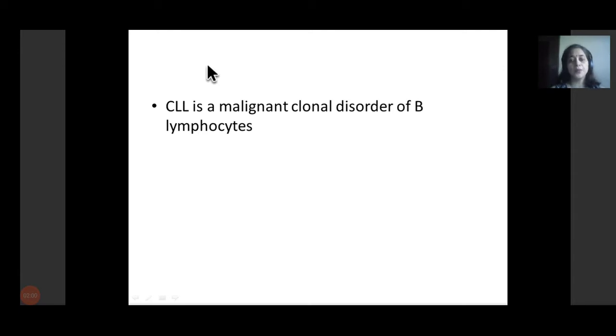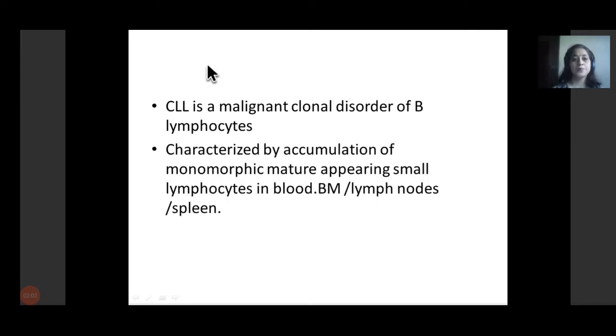That means it's a clonal disorder and it is neoplastic, which is characterized by accumulation of monomorphic, mature-appearing small lymphocytes in blood and bone marrow. When they are deposited in the lymph nodes and in the spleen, we call it small lymphocytic lymphoma or SLL. The congener of the leukemic phase of CLL is called SLL, which I will be discussing in my next series of lectures on lymphomas.